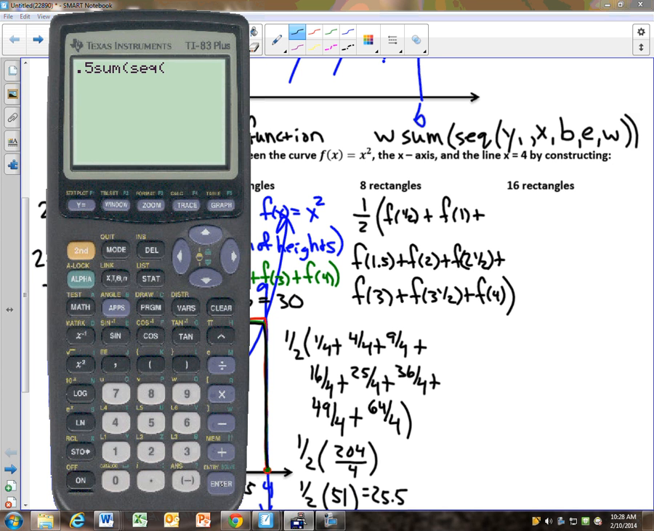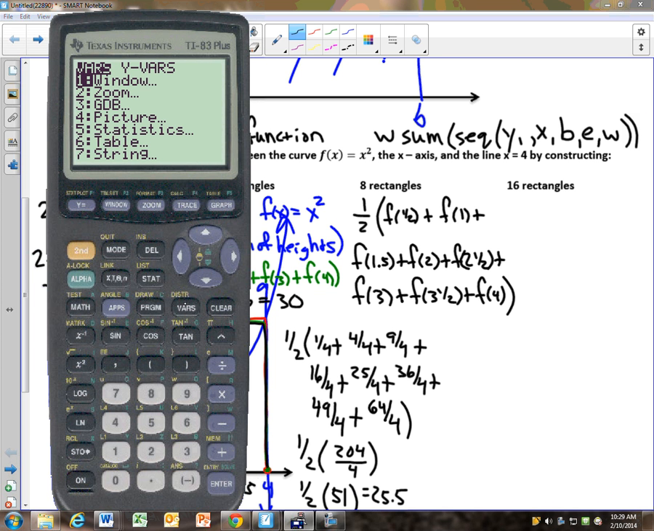Y1. Do you see a Y1 anywhere? That's the tricky part. Everybody gets messed up. That's a variable. So we know where x is, right? Yeah, that's right there. But we don't know where the y1 is. So that's what your vars thing is for.